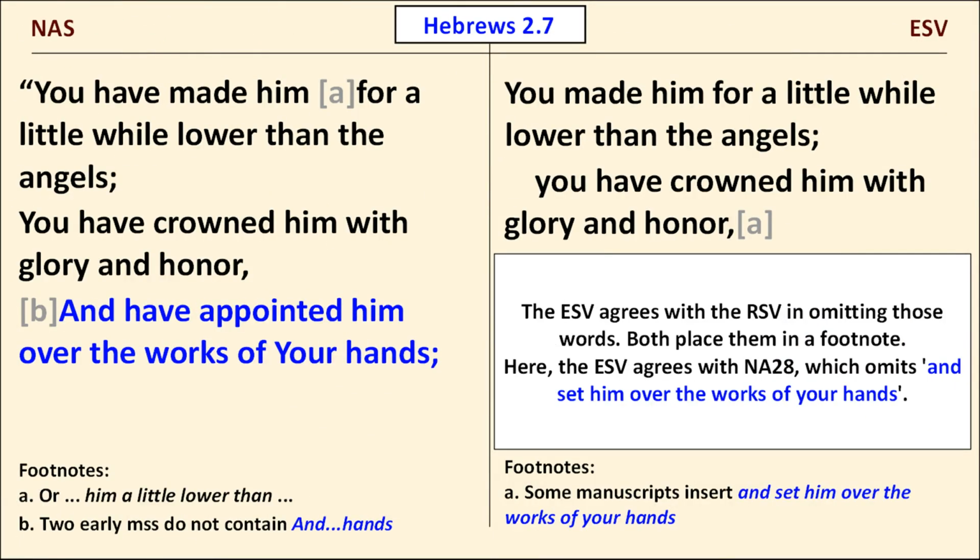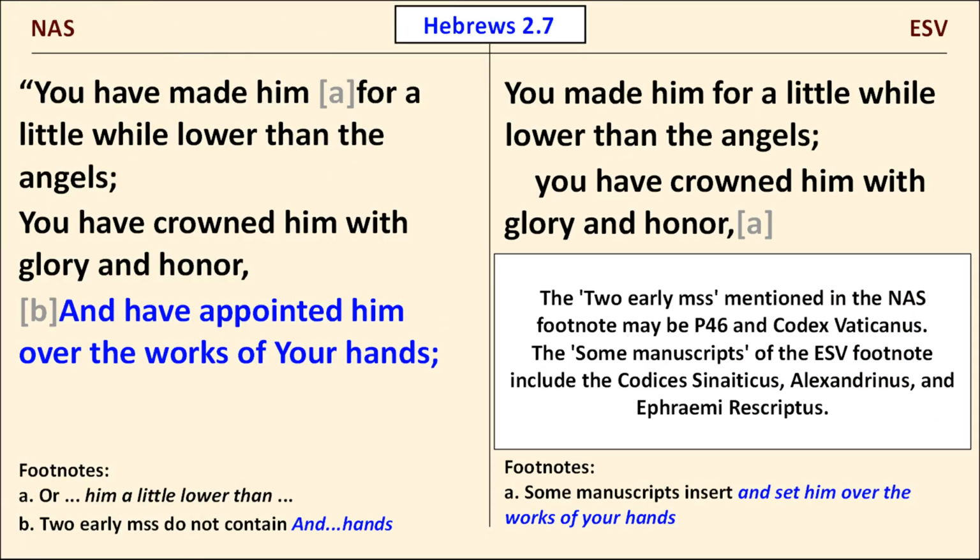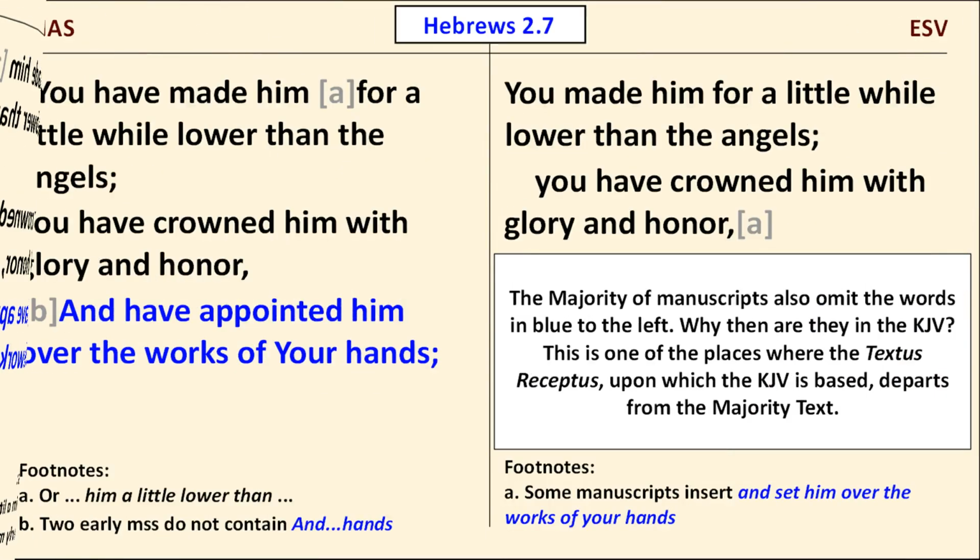The ESV omits them in agreement with the RSV. Here the ESV follows its base text, the NA 28. Here again I name some of the manuscripts that support each reading, and point out the interesting fact that although the words "and have appointed him over the works of your hands" are not in the majority text, they are in the King James Version.